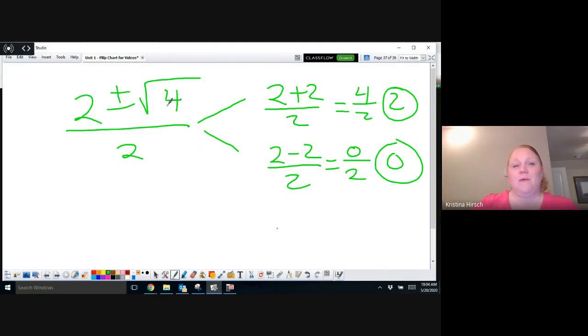All right, so that's why if you had a 0 under the radical, well then, something plus 0 or something minus 0, it doesn't change the answer. So that's one real solution. All right, so what would happen then if this was a negative? All right, so let's try that.